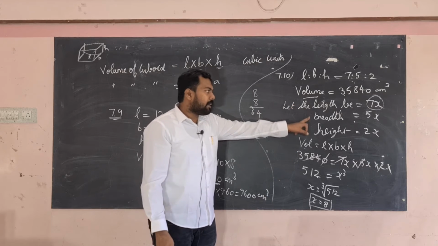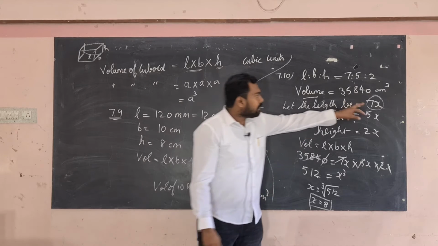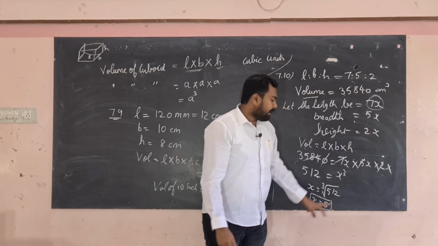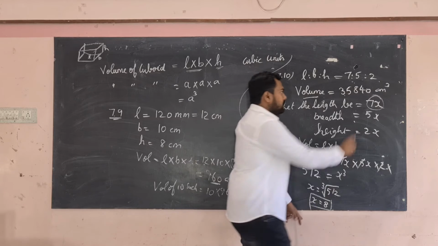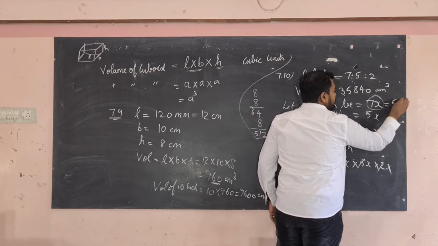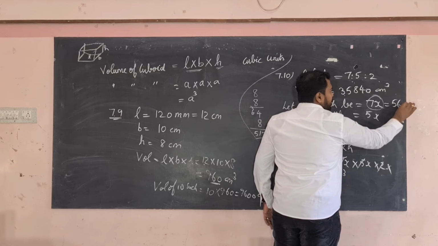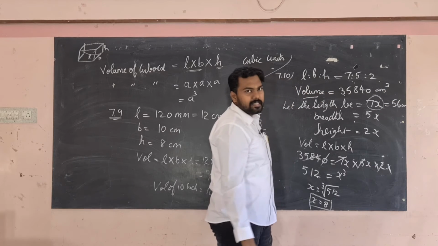அதாவது லென்த் என்ன, பிரெத் என்ன, ஹைட் என்னன்னு கேட்டிருக்காங்க. What is length? It is 7x. எக்ஸோட வேல்யூ எவ்வளவு? 8. So 7 into 8 is 56 centimeter. Okay, இங்கே சென்டிமீட்டர் கியூப் இருக்கிறதுனால ஆன்சர் is 56 centimeter.